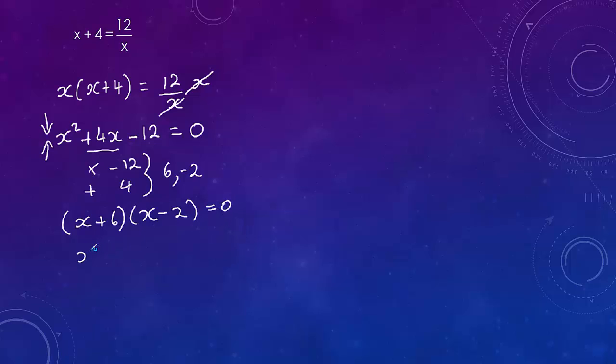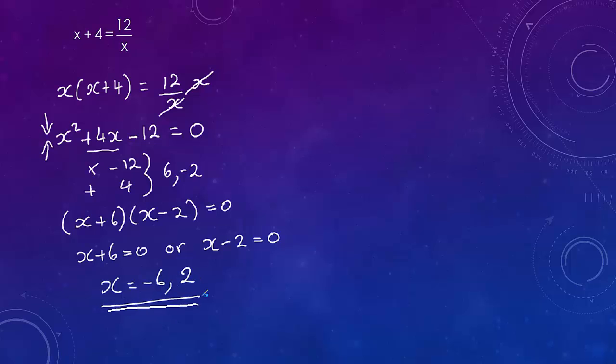And so we have that x plus 6 is equal to 0. The first bracket is 0. Or x minus 2 equals 0. The second bracket is 0. And that would give us negative 6 or 2 as our values of x.